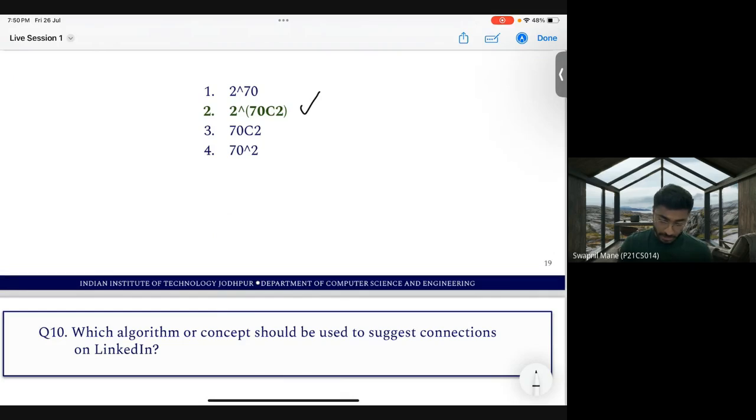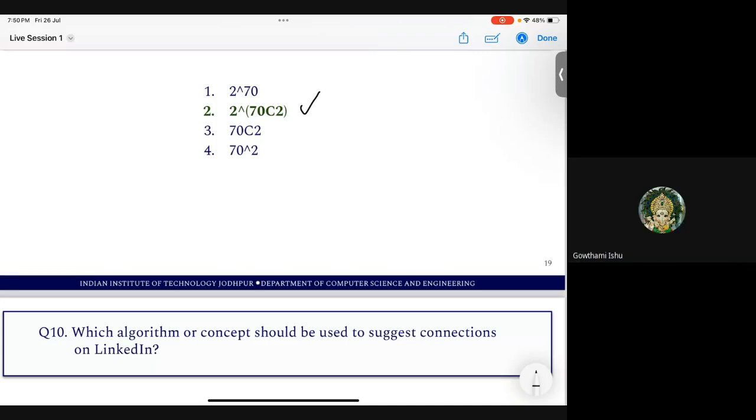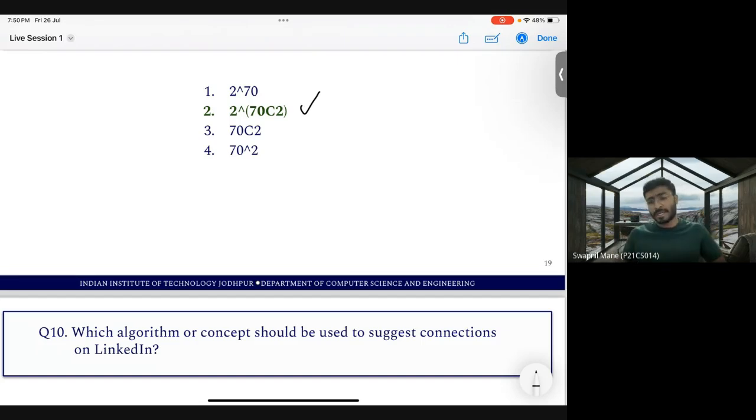So which algorithm or concept should be used to suggest connections on LinkedIn? Link prediction. Yeah, link prediction. Can you elaborate what exactly link prediction means? Let's give a simple example, and you can explain it.